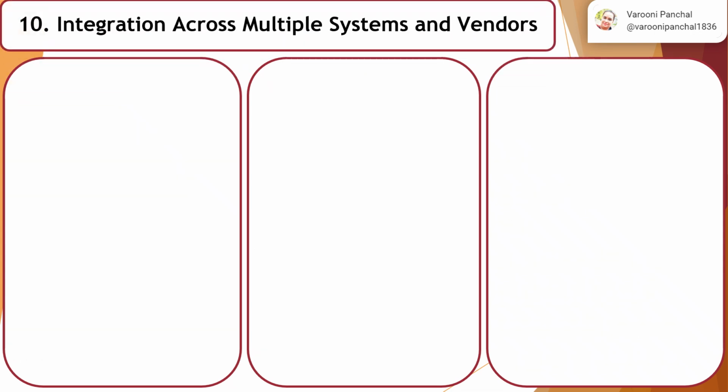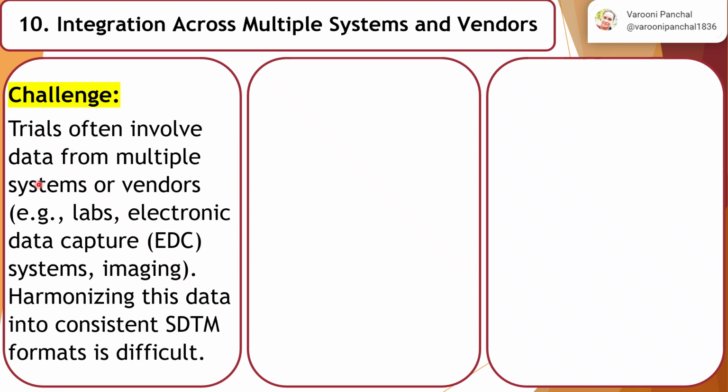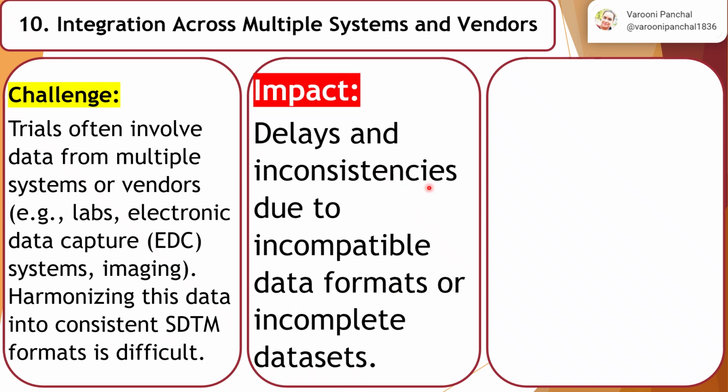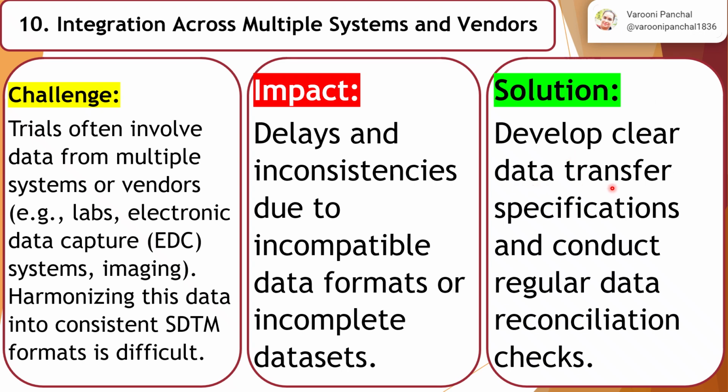Number 10. Integration across multiple systems and vendors. Challenge: Trials often involve data from multiple systems or vendors, for example, labs, electronic data capture (EDC) systems, and imaging. Harmonizing this data into consistent SDTM formats is difficult. Impact: Delays and inconsistencies due to incompatible data formats or incomplete datasets. Solution: Develop clear data transfer specifications and conduct regular data reconciliation checks.